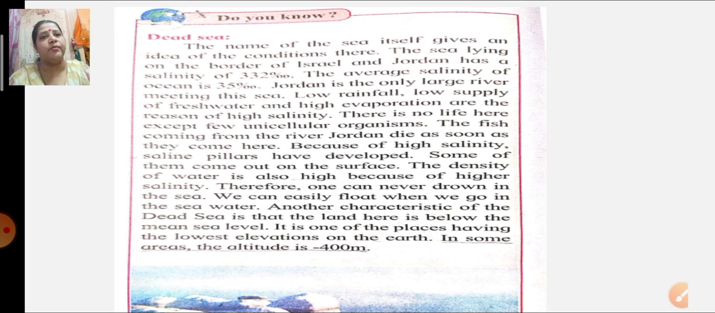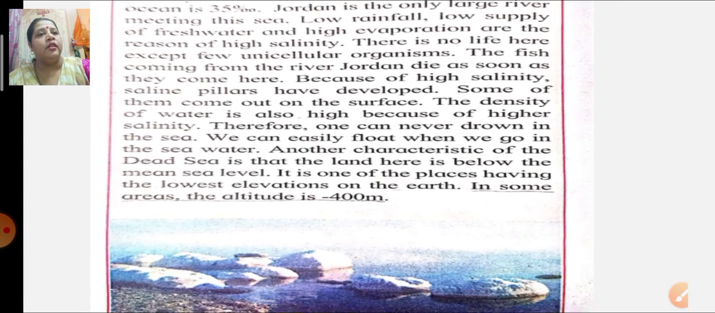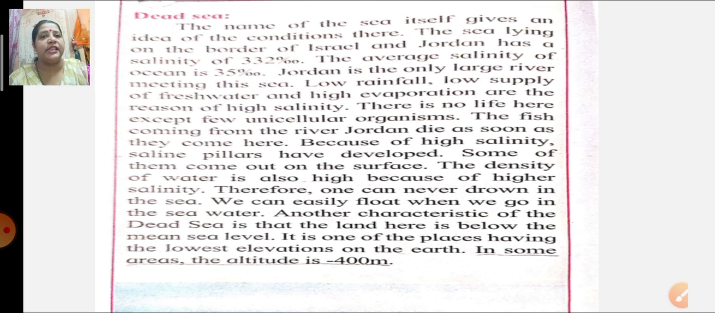Now let's see something about this Dead Sea in this part. The name of the sea itself gives an idea of the conditions there. The sea lying on the border of Israel and Jordan has a salinity of 332 per 1,000. Where 35 and 39, and where is this 332 per 1,000? So much salinity is there in this sea. The average salinity of ocean is actually 35 per 1,000.